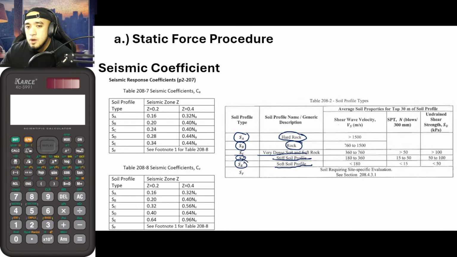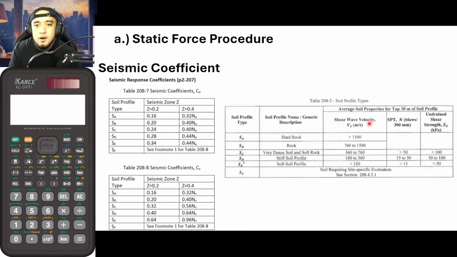Okay, so how would you know which soil profile your building would be having? So the best answer to that is for you to ask your geotechnical engineer. Okay, so if you do not have a geotechnical engineer, my best advice to you is for you to get your own geotechnical engineer. Okay, so what are the basis of your geotechnical engineers? So meron po tayong mga basis dito. So we have the shear wave velocity, we have the standard penetration test, and also the undrained shear strength.